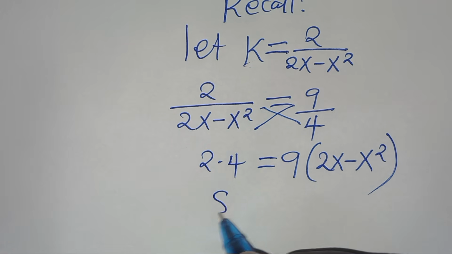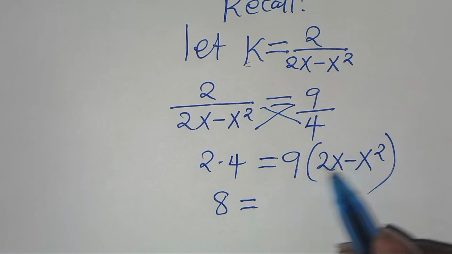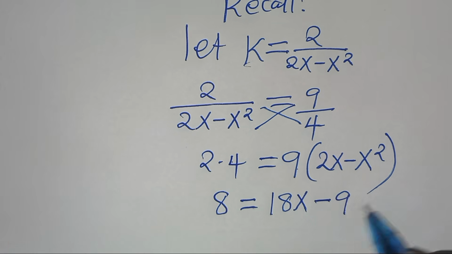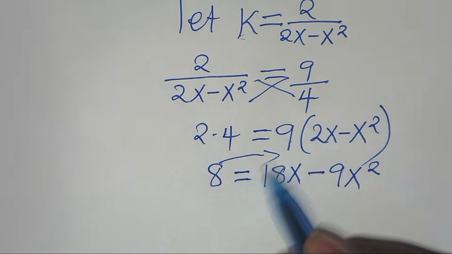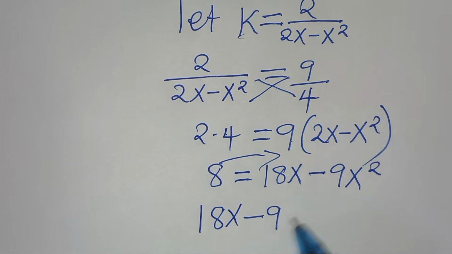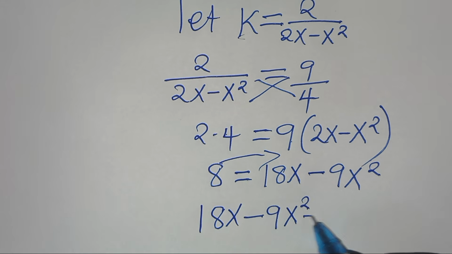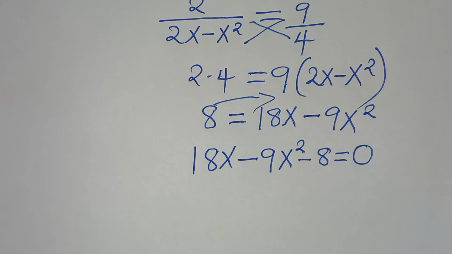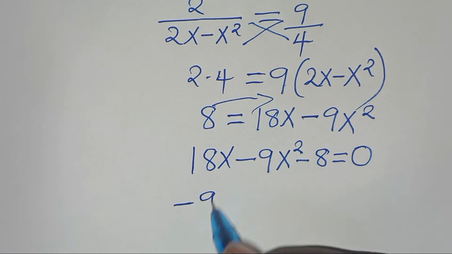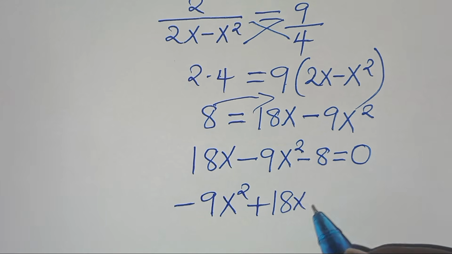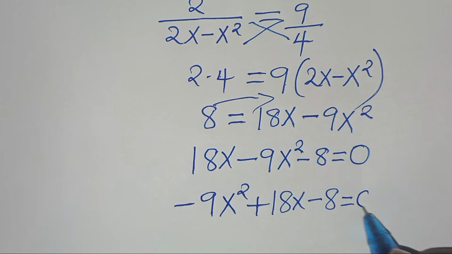So 4 times 2, this is 8, which is equal to 9 times 2x, this is 18x, then subtract 9x to the power of 2. Let's take 8 to the right hand side so that we have 18x minus 9x to the power of 2, subtract 8, this is equal to 0. Rearranging this equation, we have negative 9x to the power of 2 plus 18x minus 8, this is equal to 0.